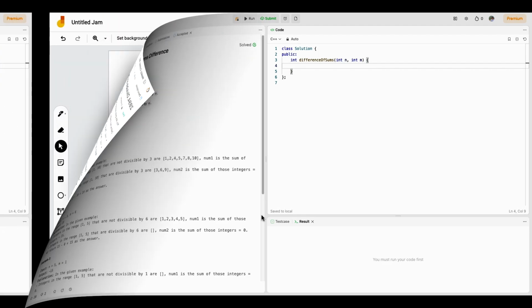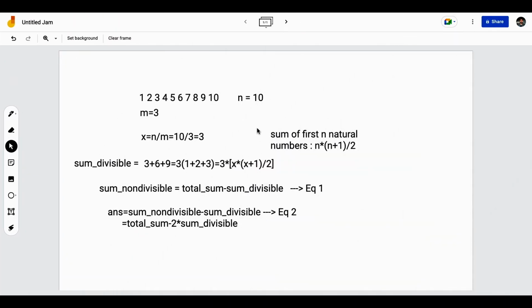Let's understand this by an example. In this example, we have n equals 10 and m equals 3. We need to know how many integers are divisible by m, which is x in our case. So we'll divide n by m in order to get that. 10 divided by 3 will get 3. We have 3, 6 and 9 as our elements which are divisible by m.